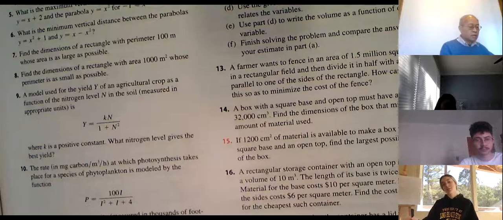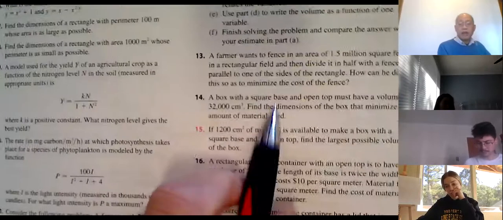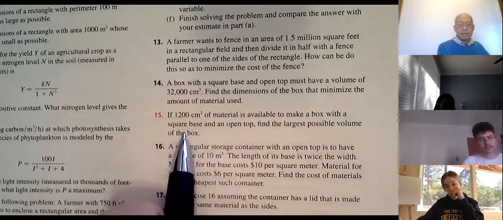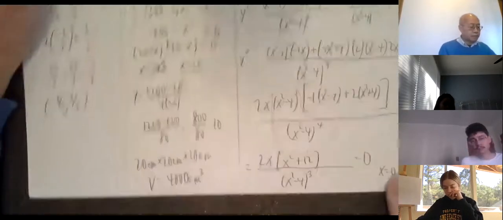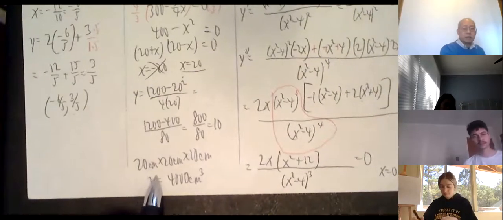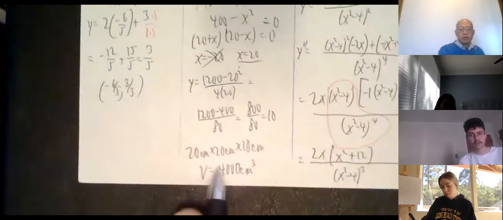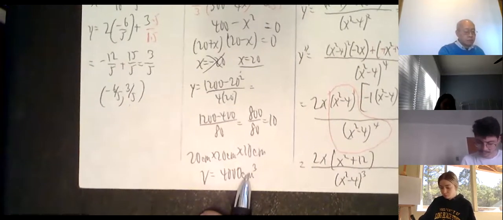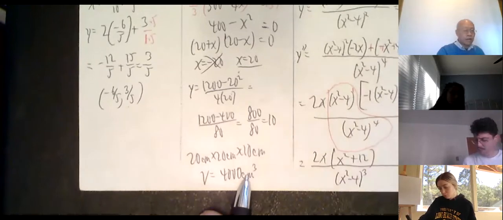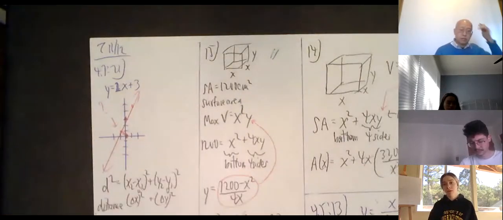The question is, find the largest possible volume of the box. Okay, so I just find the volume. Length times width times height. So the optimal dimensions to maximize the volume are 20 by 20 by 10. What is the actual maximum volume? 4,000 centimeters cubed. That's the biggest amount of volume that I can have with 1,200 centimeters squared of material. Okay, so that's what it's talking about.